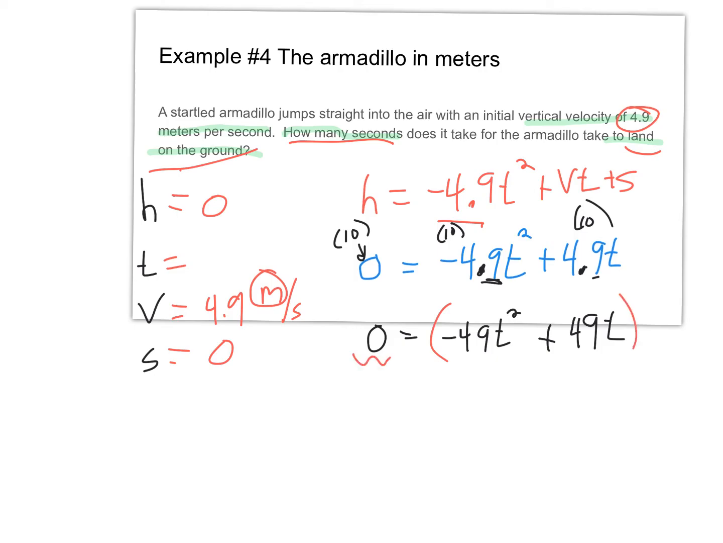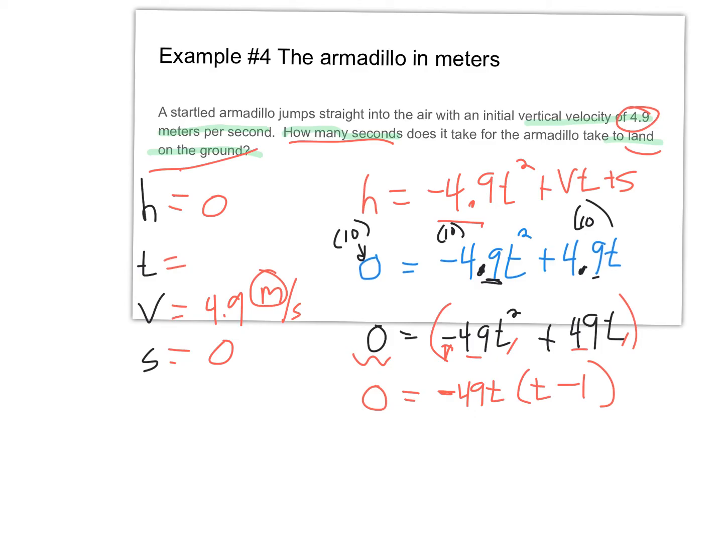So since one side's already 0, I'm going to take out a GCF. Now again, my lead term is negative. I don't like that, so we're going to factor out a negative. Now, between 49 and 49, I can take out a 49. Between t squared and t, I can kick out a t, leaving me t minus 1, like so.